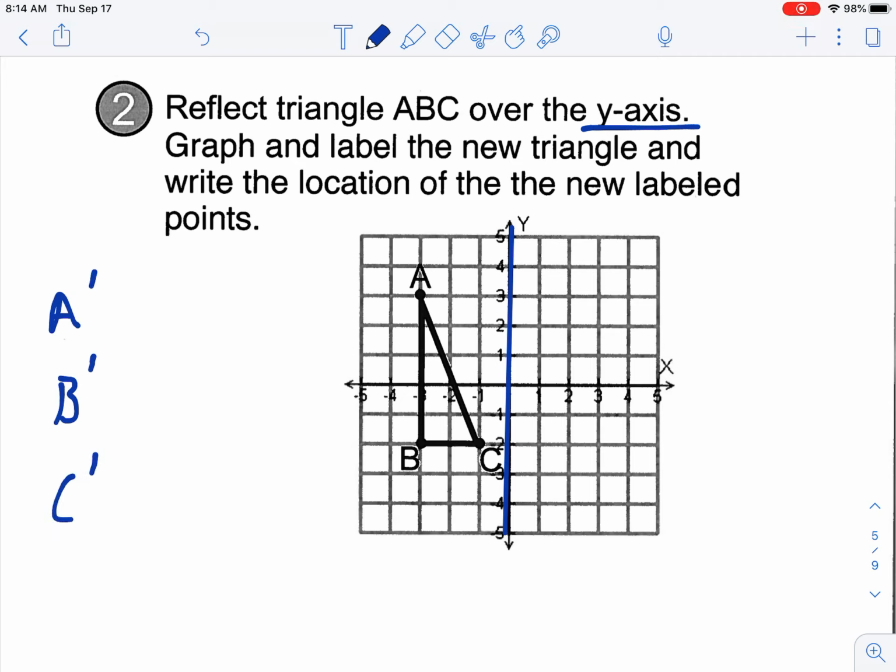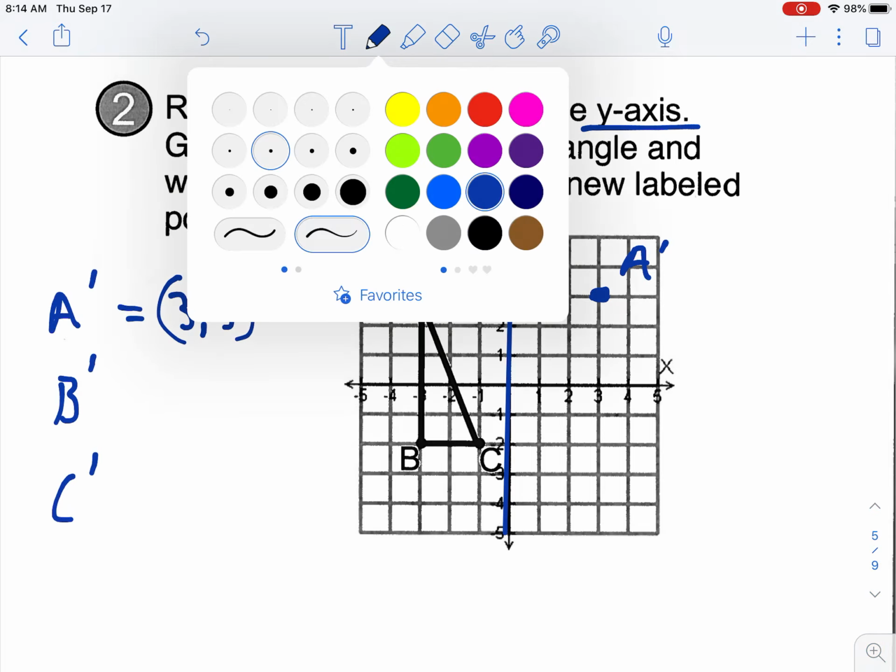We're going to count to the line. 1, 2, 3, 1, 2, 3. There is our A prime. To get to that point, I would go right 3, up 3. So my coordinate for A prime is 3, comma 3.